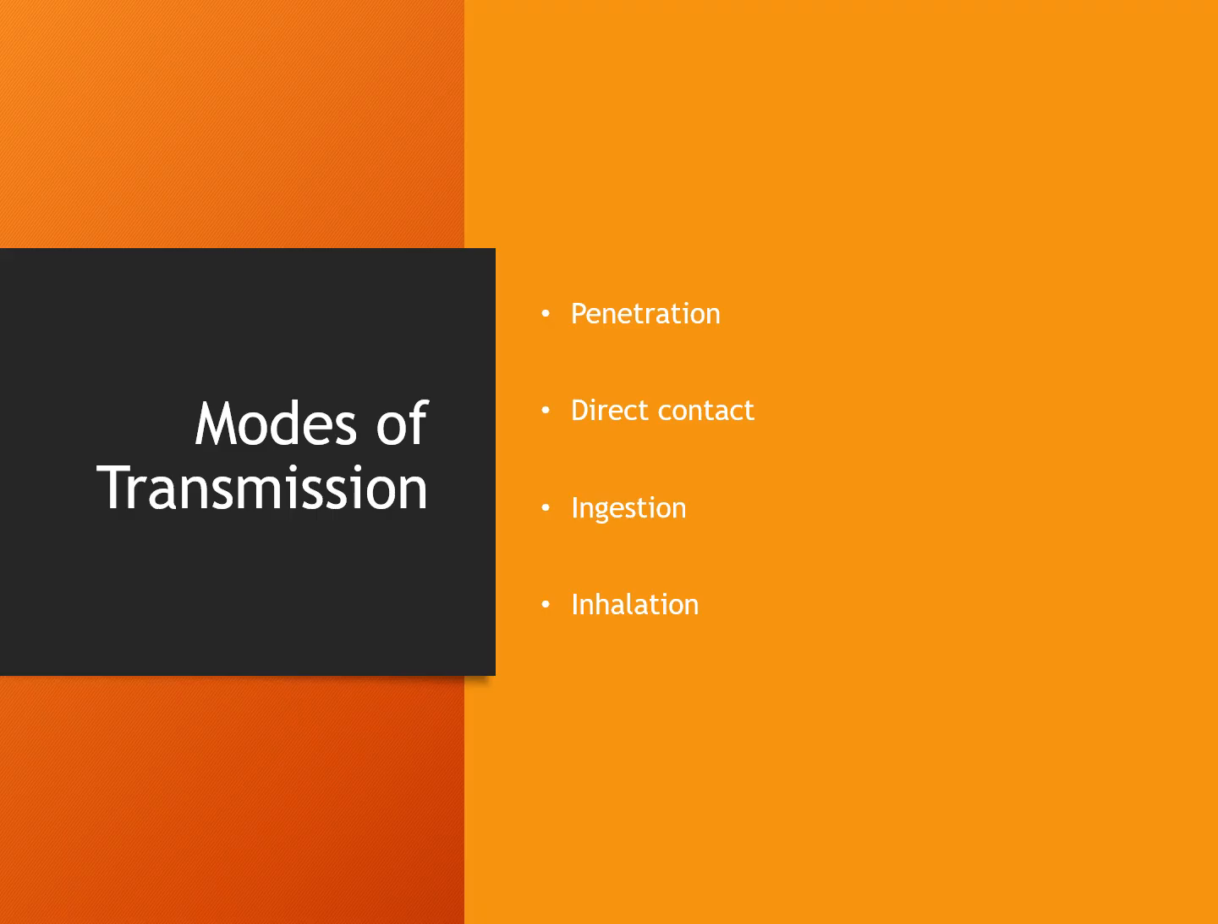And the final is via inhalation. So these are things that gain access via the respiratory tract. Things like bacterial pneumonias caused by strep or Legionella. Meningitis can enter this way, tuberculosis, as well as the viruses responsible for things like measles, mumps, chickenpox, influenza, and the common cold, the rhinovirus.